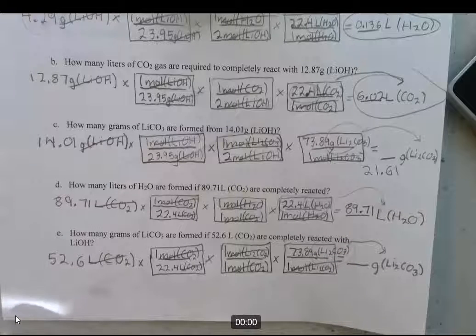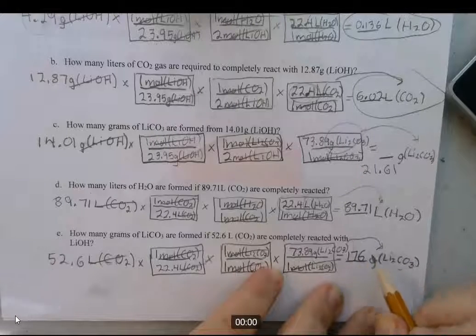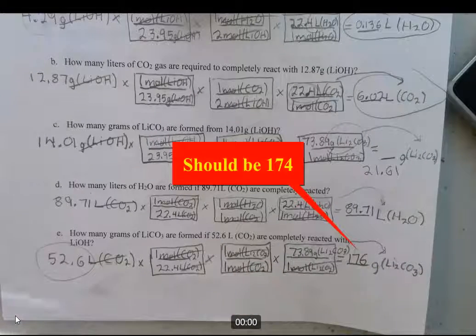So now you multiply everything through: 52.6 times 1 times 1 times 73.89, divided by 22.4 divided by 1 divided by 1, and that's going to give you 173.5. And we'll round that to 176 because it's 3 significant figures down there.